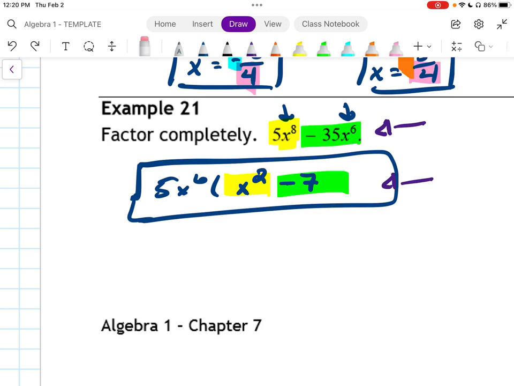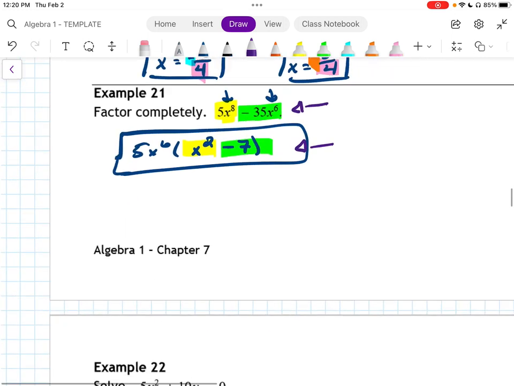Maybe I can, there, that looks a little better. All right, so that is factoring. Let's go on the next page.